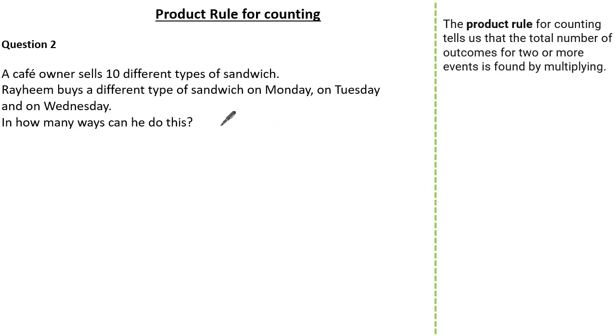Here the question states a cafe owner sells 10 different types of sandwich. Raheem buys a different type of sandwich on a Monday, then on a Tuesday, and then a Wednesday. How many different ways can he do this? Why don't you give it a go and press pause if you need.